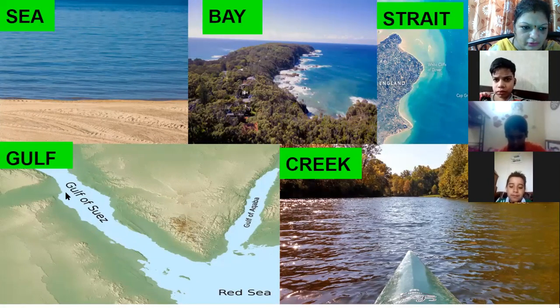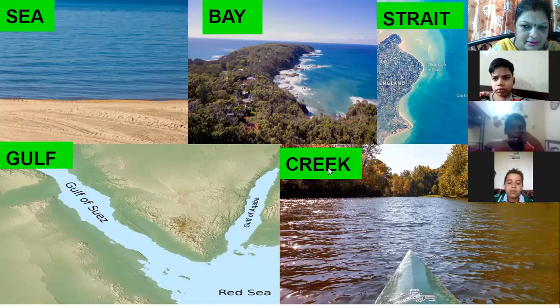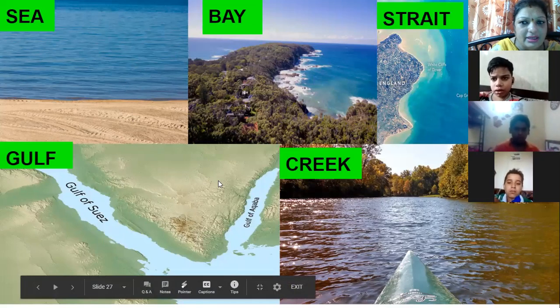Gulf. The Gulf of Suez I have shown over here. The Gulf of Aqaba is also here. This is a gulf. And a creek. So in all these water bodies, you can see water. Sea, bay, strait, gulf and creek. Where do they go? All the water which is there in these will meet the ocean.